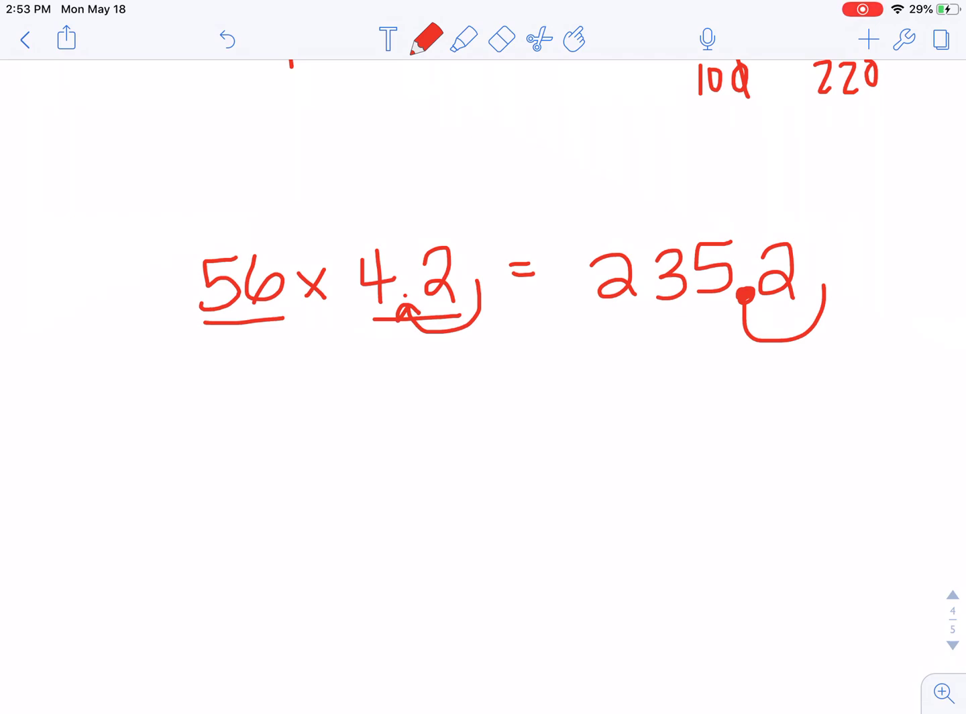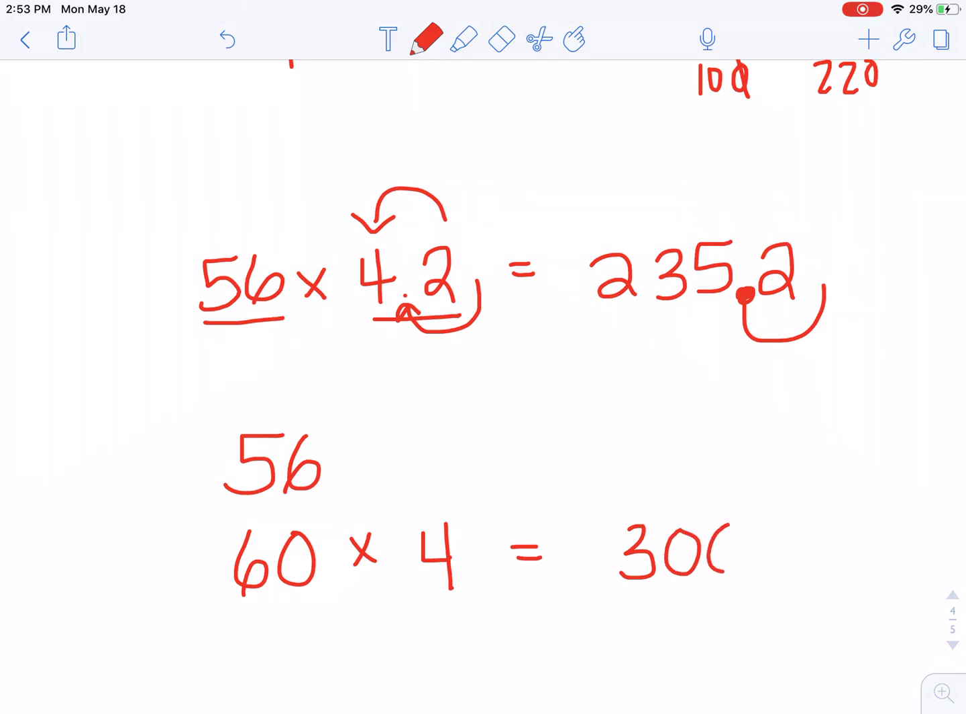That's one part of this. But you also have to do a number model. Okay, so 56 stays as it is, or if you wanted, you could do 56 up to 60, because it is estimating, times 4.2. What's the 2 make the 4 do? Stay the same. Okay, 6, 12, 18, 24, 30, that's 300. I'm not too far off. Those should be pretty close.